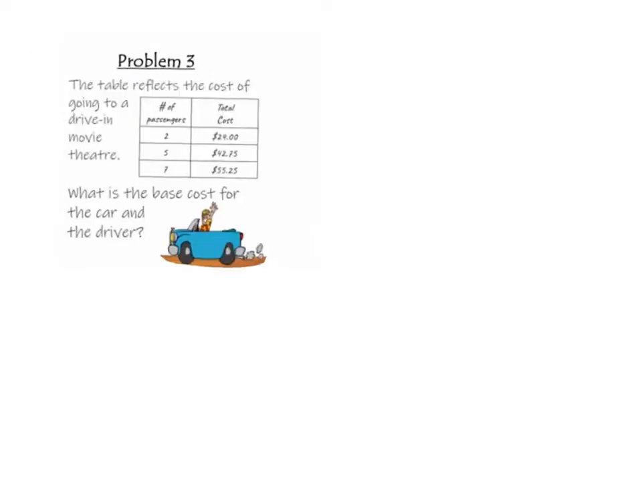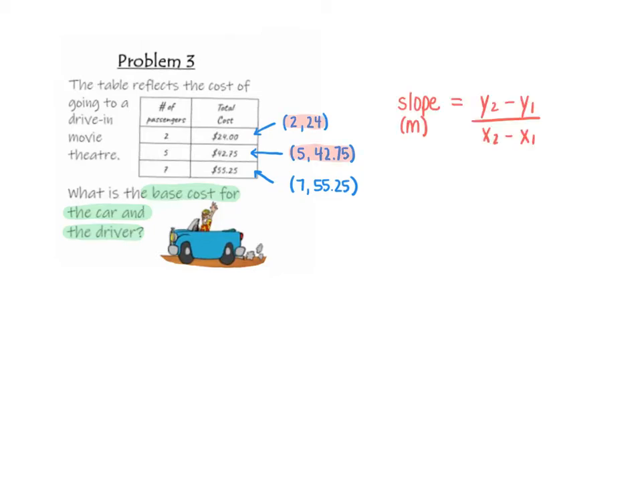In this problem, we're given a table to reflect the cost of going to a drive-in movie. We're asked to find the base cost of the car with just the driver. In the table, we are given 3 different points. We can pick 2 of these points to use to find the slope, or the rate of change. After this, we'll be able to use the slope and one of those points to find our b value.